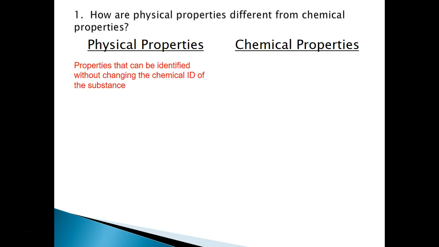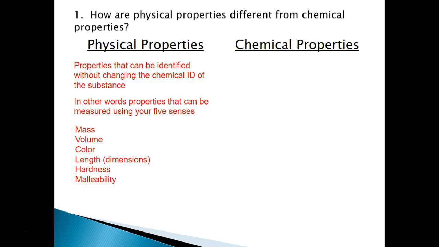Physical properties are properties that can be identified without changing the chemical ID of the substance. In other words, these are properties that you can measure just using your 5 senses. So examples include mass, volume, color, length, hardness, or malleability. There's a lot of physical properties out there, but the thing that ties them all together is we can measure them without changing what they are.